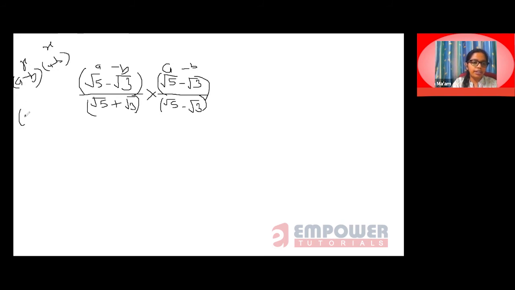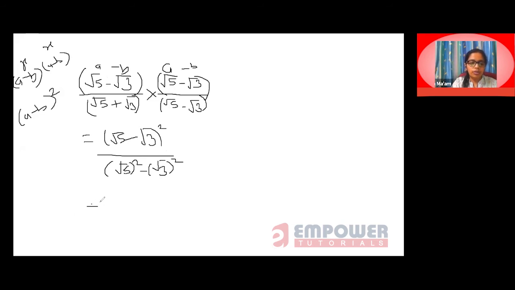So I can write it down as (a minus b) bracket square. So this is equal to (root 5 minus root 3) bracket square in the numerator, because see, these are the same brackets, and in the denominator I will get (root 5 square minus root 3 square). Okay, now this is a minus b form, no?